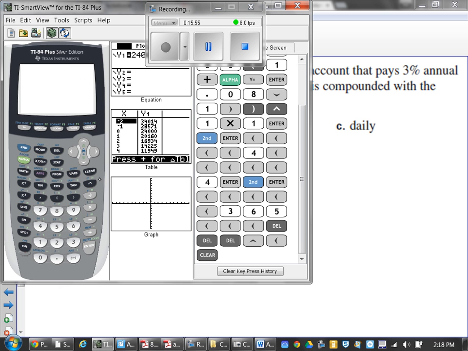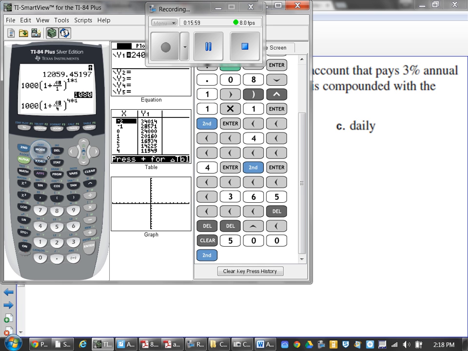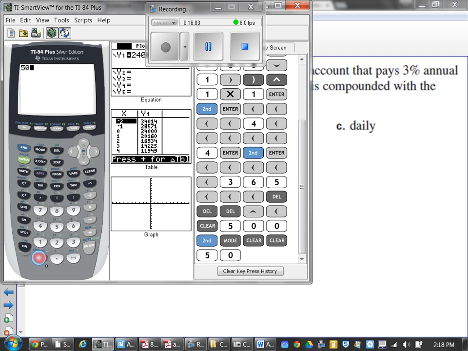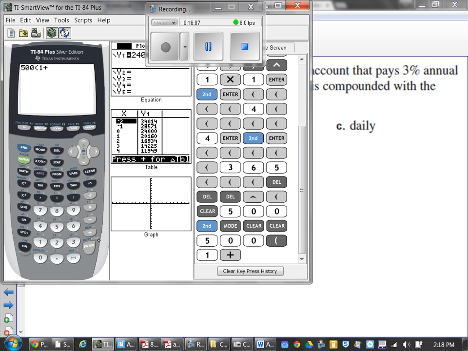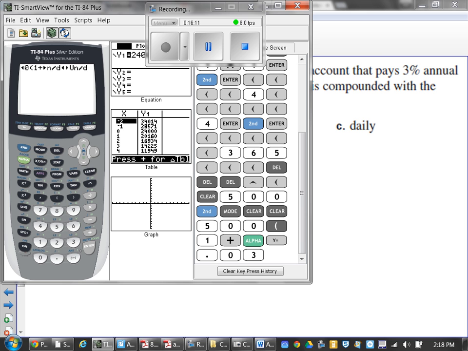So let's see, in this one you're doing $500 was your initial. 500 was my initial, parentheses, 1 plus 3%, so it's 0.03.